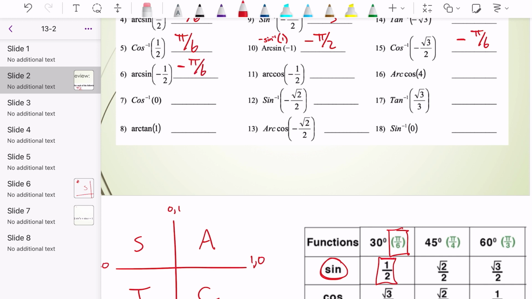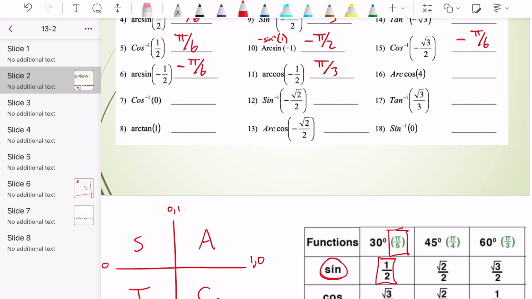Arc cosine of negative 1/2. Now in this case, if we pay attention, you will realize that with cosine, remember, it remains positive, even though our number is negative. So that means that once we are here, this is going to remain as a positive 1/2. So in that case, we find cosine, we find out where it's going to be 1/2, which in this case is going to be pi over 3.